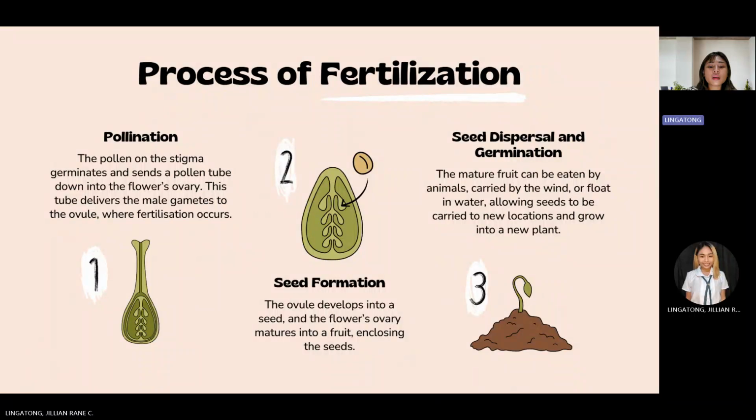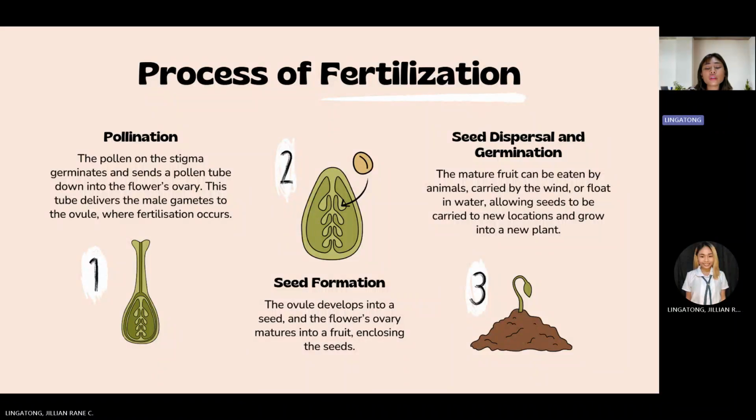Now we have the process of fertilization. First step is pollination. Again, fertilization in plants begins with the process of pollination. Pollen, which contains the gametes, lands on the stigma of a flower. Once it attaches, the pollen germinates, sending a pollen tube down through the style and into the flower's ovary. This pollen tube carries the male gametes to the ovule, where fertilization occurs, leading to the fusion of male and female gametes.